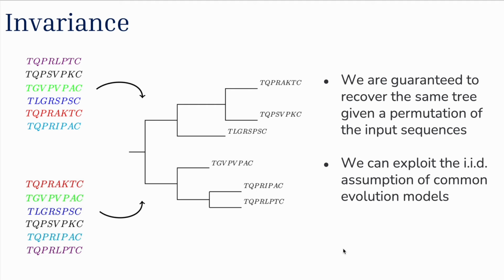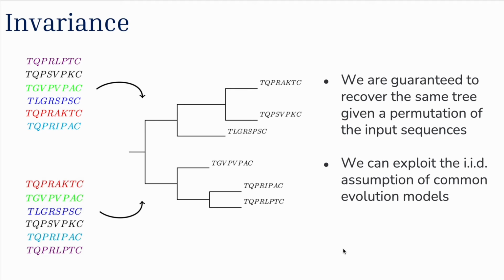Furthermore, our neural network architecture is also invariant to permutations of the columns, that is, of the sites in the alignment. This allows us to exploit the assumption of common evolution models that evolution is independent and identically distributed at each site.